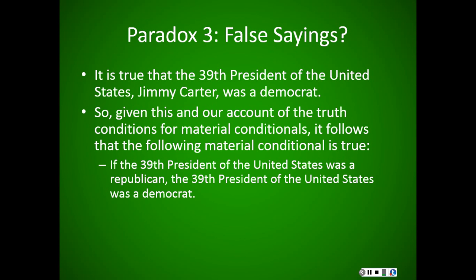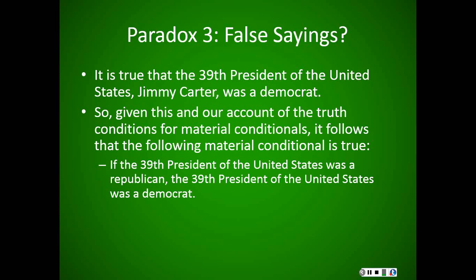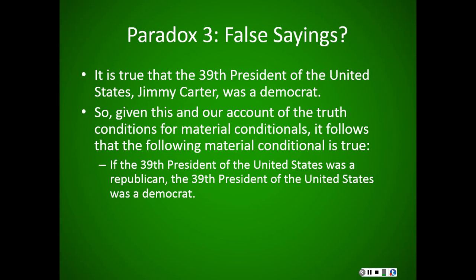true. If the 39th President of the United States was a Republican, the 39th President of the United States was a Democrat. That follows because it's true that the 39th President of the United States was a Democrat. So this conditional has a true consequent. So the whole conditional, understood as a material conditional, is true, regardless of what the antecedent says.